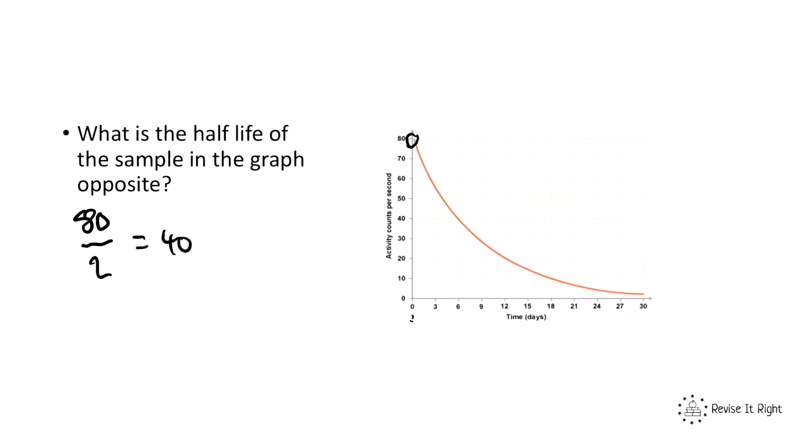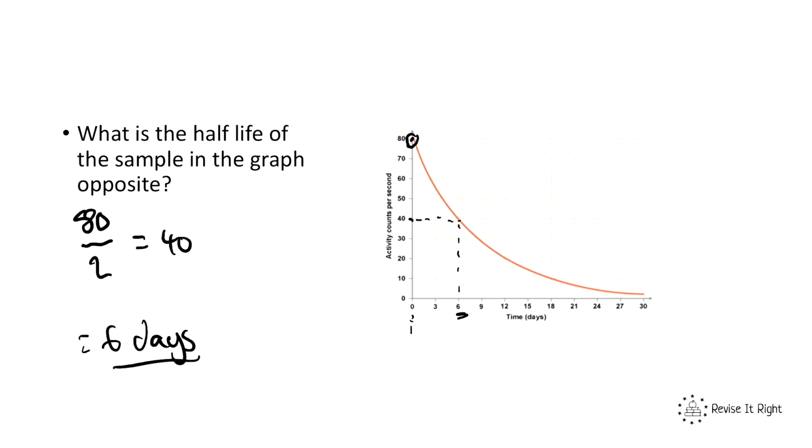So now we just go to our graph and we go from 80, which is on 0, and then find 40, which is half of the count or half of the becquerels, and then we need to find how long it took on the graph to get to 40. So we go to where it meets the curve, we head on down, and there's our answer. It's 6 days, and that is the answer. It's as simple as that.